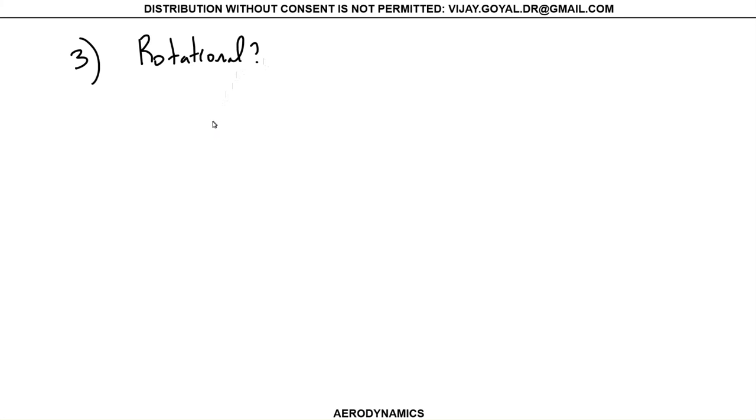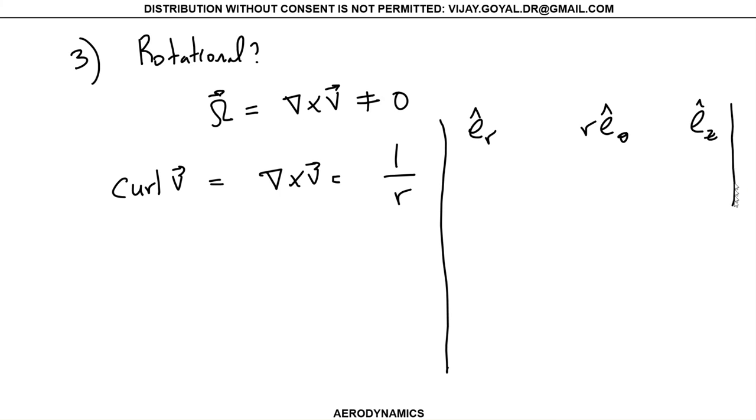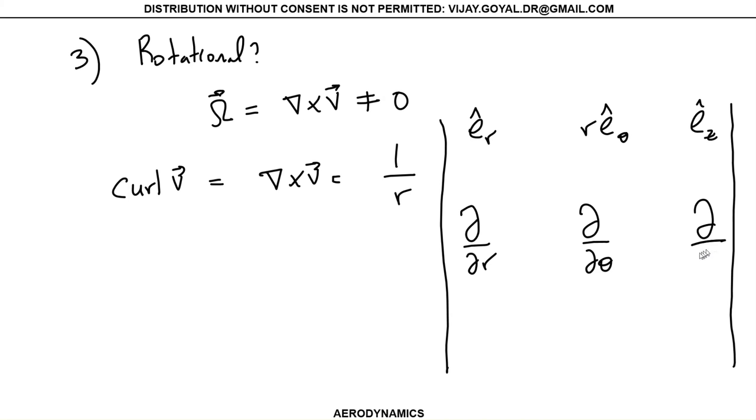We know that this is rotational only if the cross product of this is not equal to 0. If it's equal to 0, then it's irrotational. Okay, so let's see. We call this the curl of V, by the way, del cross V. And in cylindrical coordinates, this is equal to the following. We already did this previously: ER, R E theta, EZ; partial of R, partial of theta, partial of Z; VR, R V theta, VZ. And again we do the same thing, plus, minus, plus.